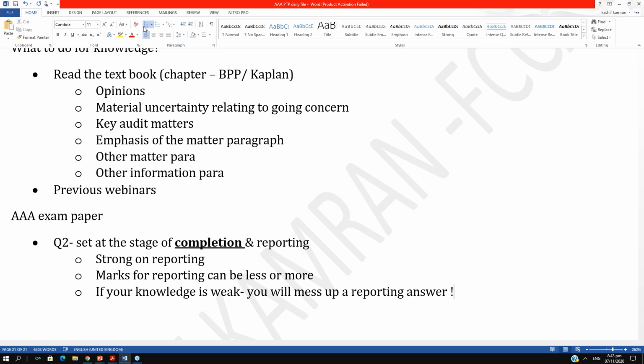Students give wrong opinions. When you have to give a key audit matter, you give a qualified opinion. When you have to give an adverse opinion, you give a qualified opinion. When you have to give an emphasis of matter paragraph, you give a disclaimer of opinion. When you have to give a disclaimer of opinion, you give a key audit matter paragraph. You make so much mess in a reporting question because you're not fully aware of the rules, or you have not read the book carefully, right? So please ensure you revise the knowledge on reporting.